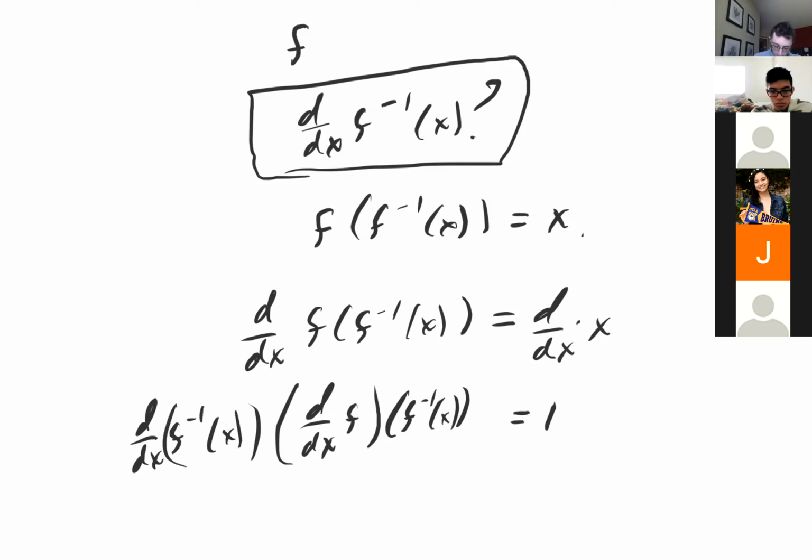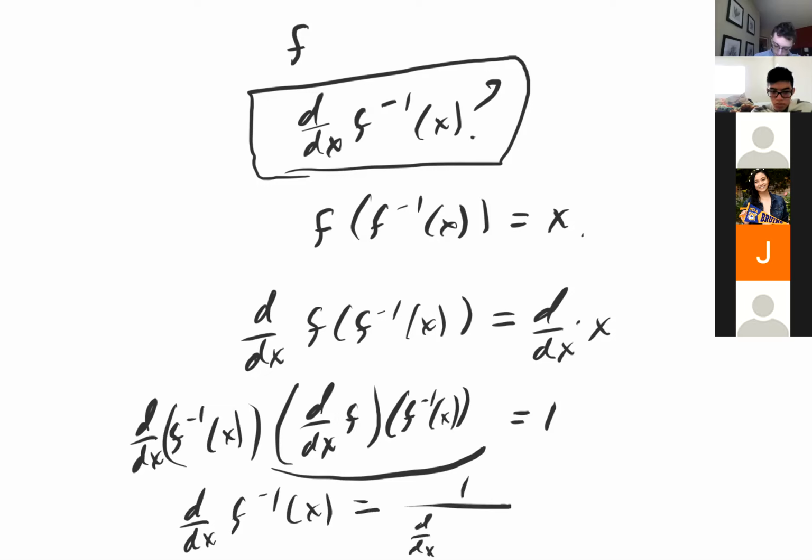So now what can we do? We can just divide this out. Then we get d dx of f inverse of x is equal to 1 over d dx f of f inverse of x. This is the formula that you probably memorized in high school. All right, is everyone happy with this? F's in the chat.